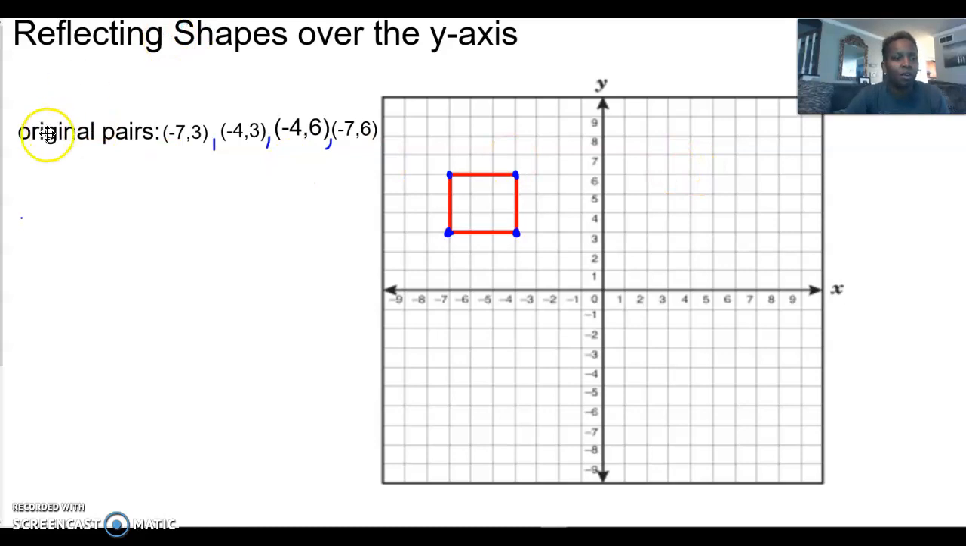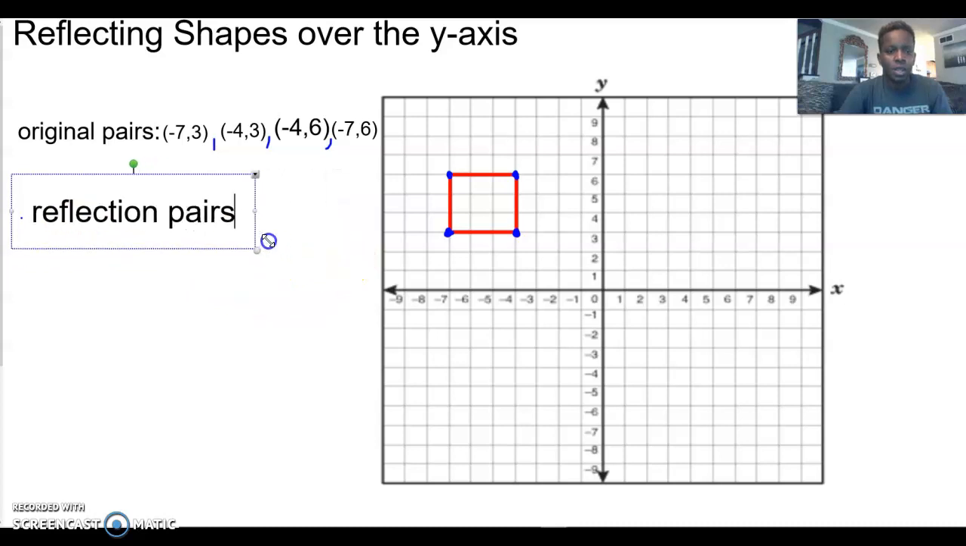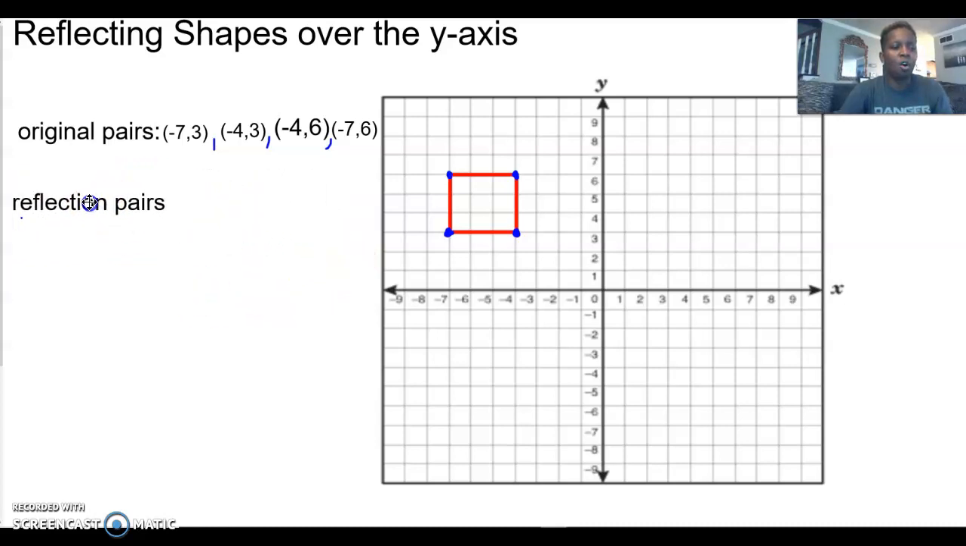So how do we do that? Well, let's label our reflection pairs. Remember, when we are reflecting over the y-axis, what's changing is our x. So that means this will change, this will change, and this will change. All of our x points will change. What will remain the same are our y's. So let's go ahead and write down our y's.